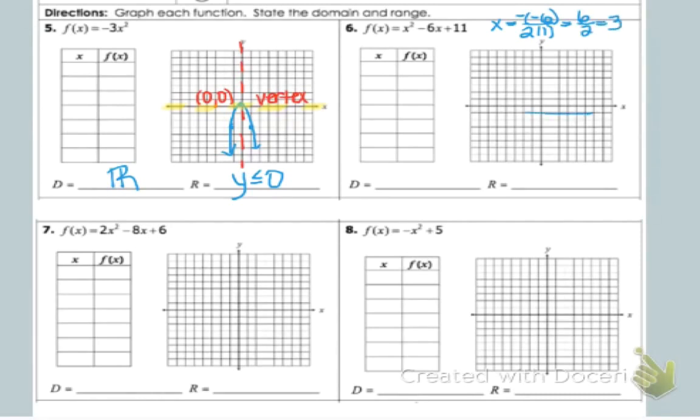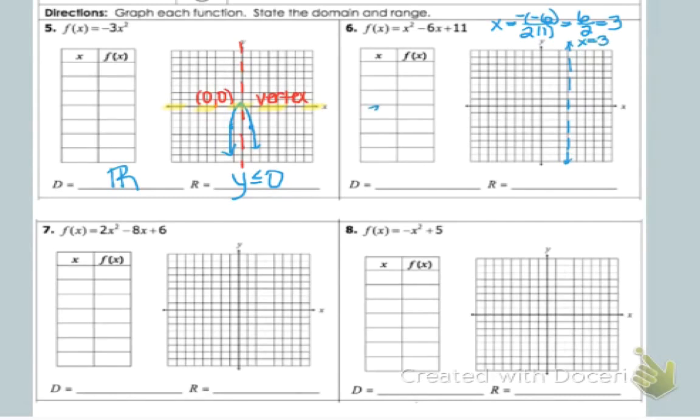So my axis of symmetry I'm going to put on the graph. It's a vertical line through 3. There's 3 right there. And I just extend that out. That's my axis of symmetry. It's going to be the reflecting line for my parabola. x equals 3.